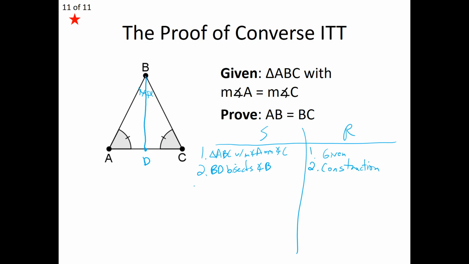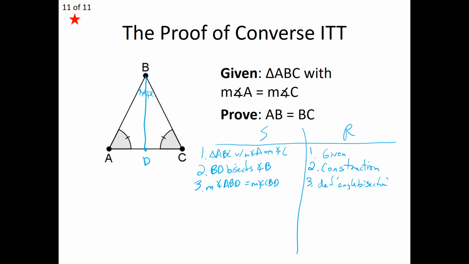Well, where do we go from that? We know that angle bisectors cut angles in half. Let's state that equal pair of angles. So the measure of angle ABD is equal to the measure of angle CBD, and that is, of course, by the definition of angle bisector.